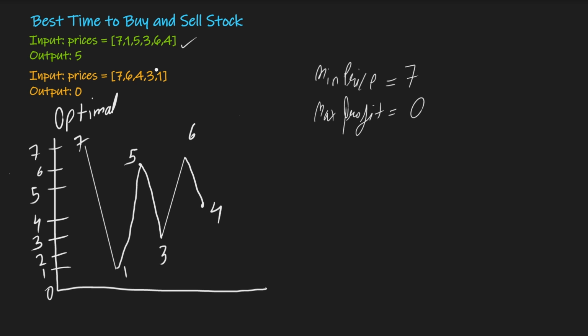So we are going to start our loop from the next value, that is 1. And we are going to check if 1 is less than 7. Yes, that is less than 7. Then that means that it is the minimum price. So we are going to replace 7 with 1. Before doing that, we are going to check the price difference. 1 minus 7, it is minus 6.